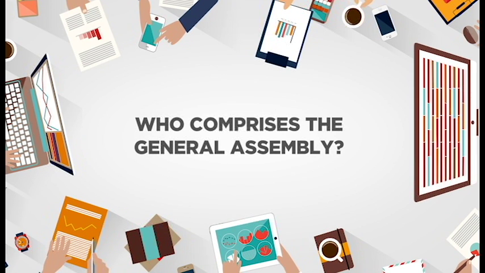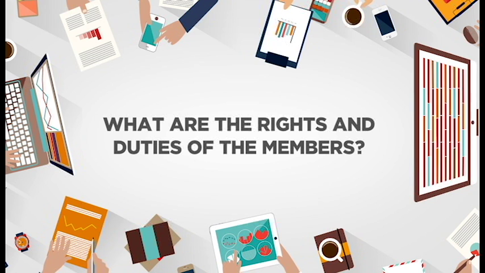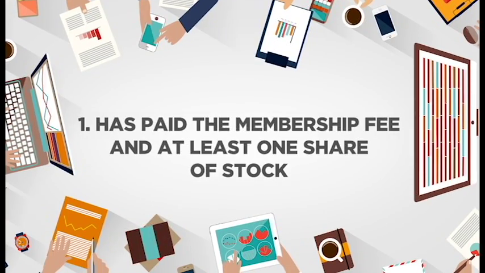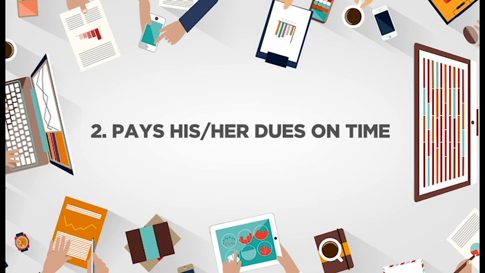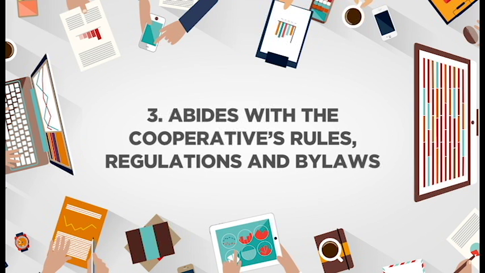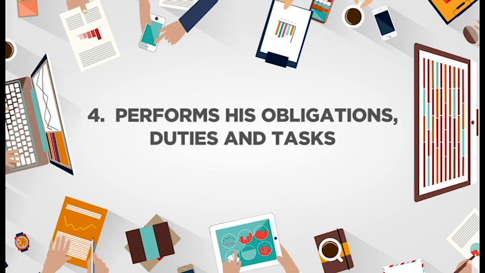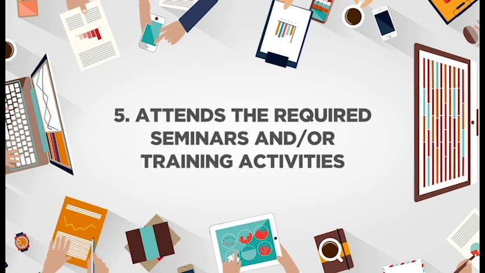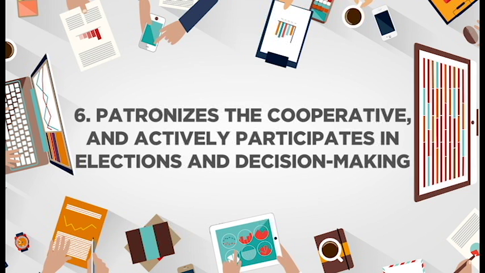Who comprises the General Assembly? What are the rights and duties of the members? The General Assembly is composed of members in good standing. A member in good standing is one who, number one, has paid the membership fee and at least one share of stock. Number two, pays his or her dues on time. Number three, abides with the cooperative's rules, regulations, and bylaws. Number four, performs his obligations, duties, and tasks. Number five, attends the required seminars and/or training activities. Number six, patronizes the cooperative and actively participates in elections and decision-making.